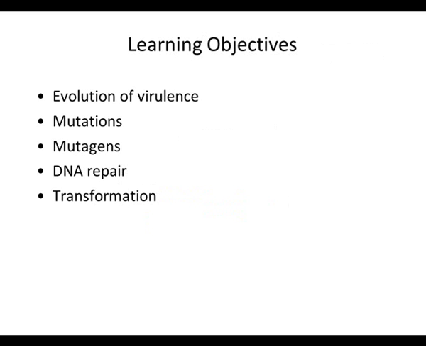You have mutations, which are changes in the DNA. These can be caused by mutagens, which are chemicals or physical agents that can damage the DNA. The cell is trying to repair the DNA, and it can repair the DNA very faithfully, so there's little chance of mutation, but there's also a system where it repairs the DNA and makes mistakes. And then we'll talk about the first mechanism of genetic exchange, which is called transformation.